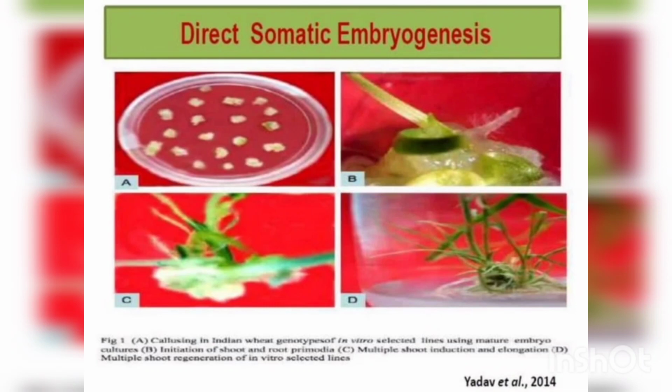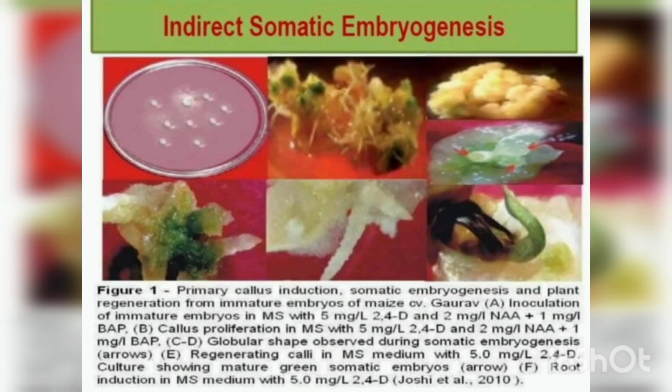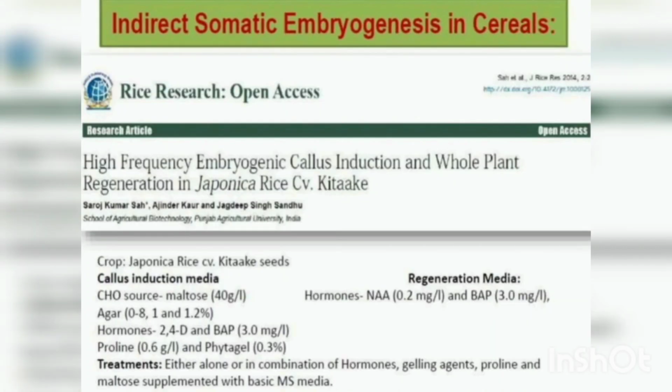Okay, but in indirect embryogenesis there is callus formation. Here the indirect somatic embryogenesis picture is given. In the third picture we can see the callus formation, and these callus cells are differentiated so that they develop into embryos, and from each callus cell we can see that multiple embryos are growing.